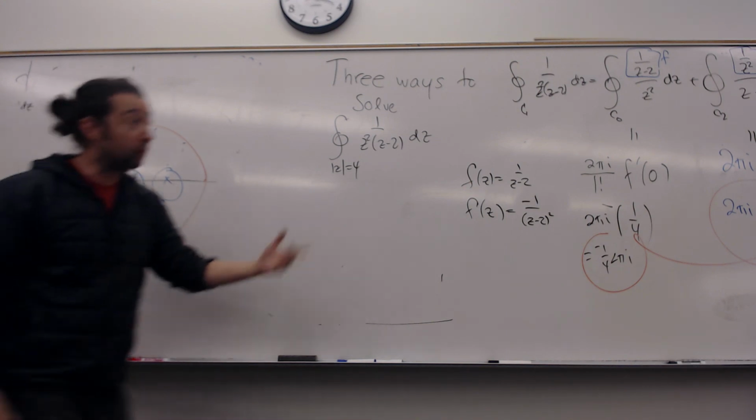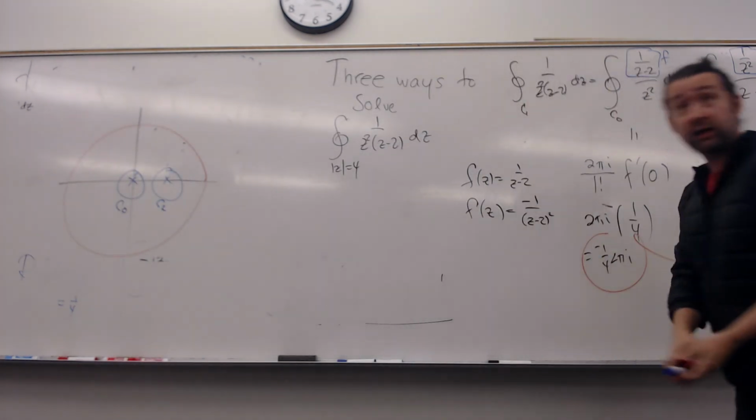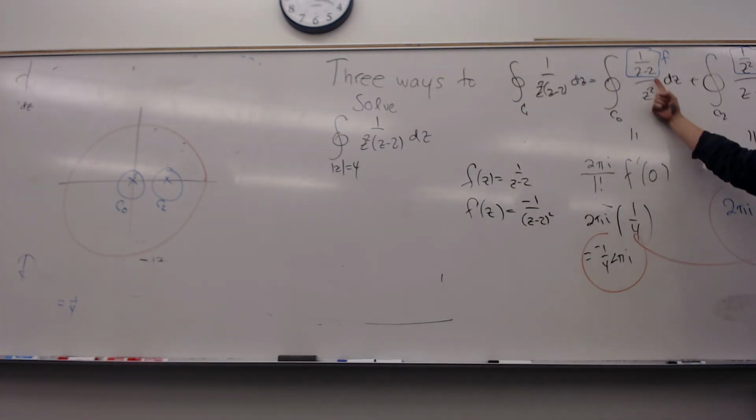And if it's a meromorphic function, and in particular a rational function, you can always take the analytic piece and shove it up into the numerator, and keep the part that's not analytic in the denominator. All right. That's it.